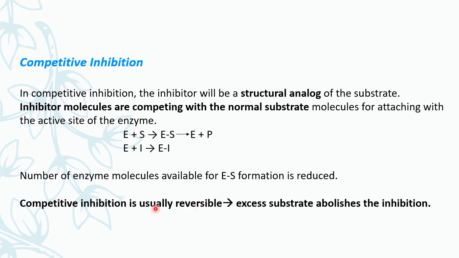Competitive inhibition is usually reversible. Why is it called reversible? Because if we add an excess amount of the substrate, that means the substrate is at a much higher concentration than the inhibitor molecule, then almost all the enzyme will be occupied by the substrate, and the inhibition by the inhibitor can be overcome.